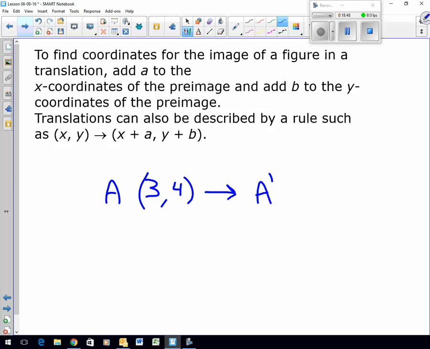And I want to translate this 2 units to the right and 2 units up. I will take my pre-image coordinate points, 3, 4, add 2 to each of them, and I've got my image. 2 units to the right, 2 units up. Not that hard. Some people get confused with this stuff, so I'll go over it.